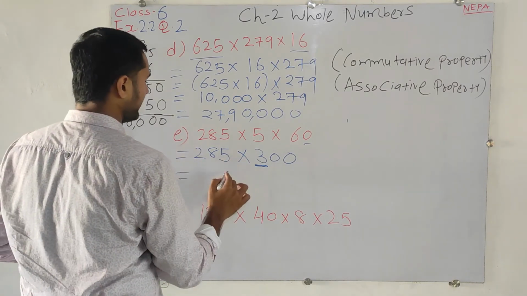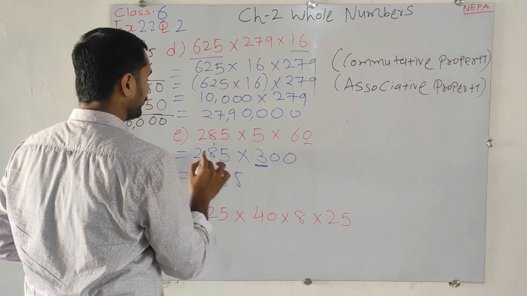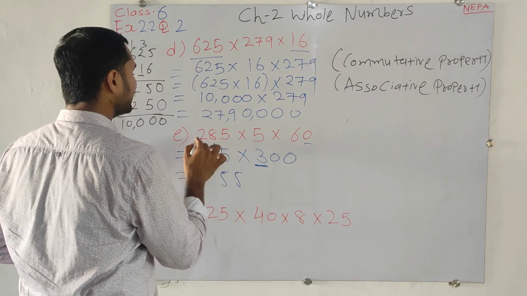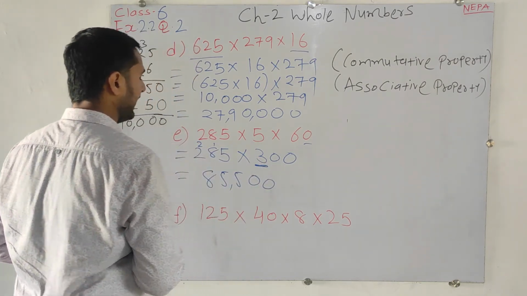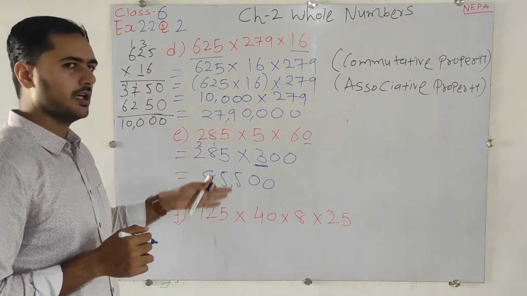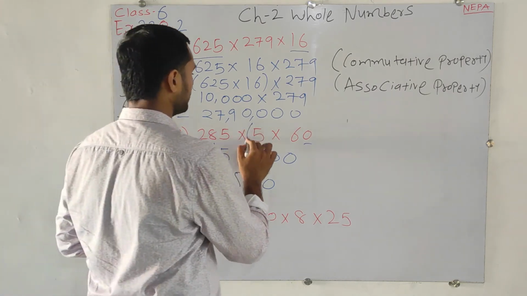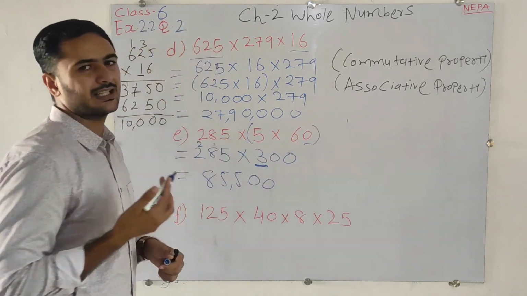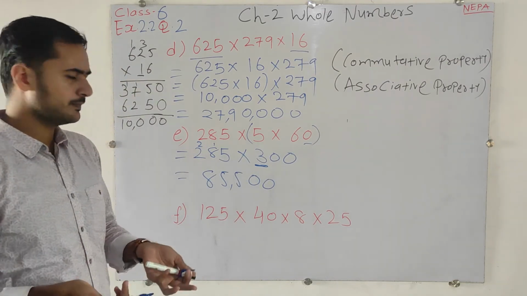Zeros will be put directly in the answer. So here, 3 5s are 15, 1. 3 8s are 24 and 1, 25. So 2 carry. 3 2s are 6 and 2, 8. And 2 zeros are there. Put 2 zeros. 85,500, that's the answer. Again, here we did not use any property, but we can say that we use the associative. If you just put the brackets over there, that will be the associative property. That is the small arrangement we can use.